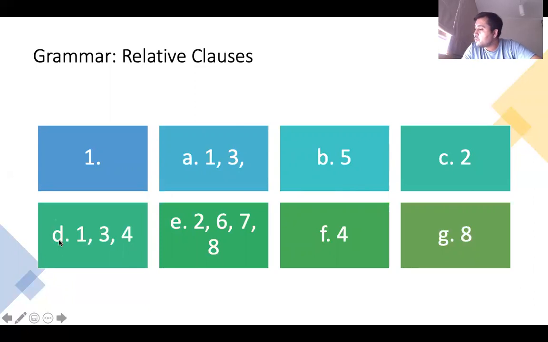Then letter D, in which sentences can we use that instead of who or which? That will be in sentence 1, 2, 3, and 4. Then E, which type of clause has commas immediately before the relative pronoun? And it will be in 2, 6, 7, and 8. Then we have F, in which sentence can we replace who with the more formal whom? And that will be in sentence 4. And then G, in which sentence does the relative refer to the whole of the main clause? And that will be in sentence number 8.